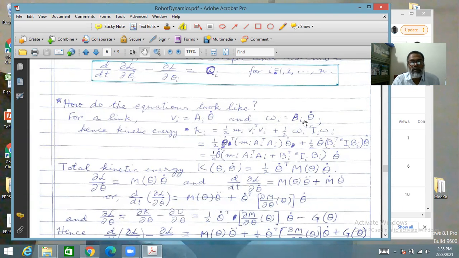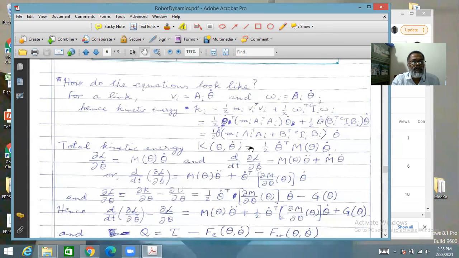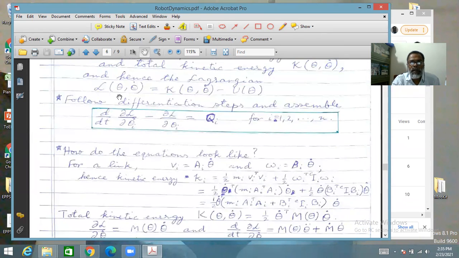With different ai and bi of course. So that's half theta transpose. All these values are equal to 1 to 6 or whatever it is. This matrix is a mass matrix. And now we've got A. One of the key steps here. This one.